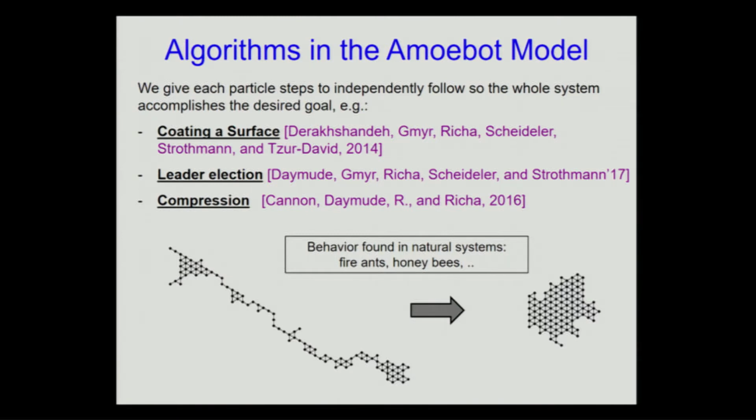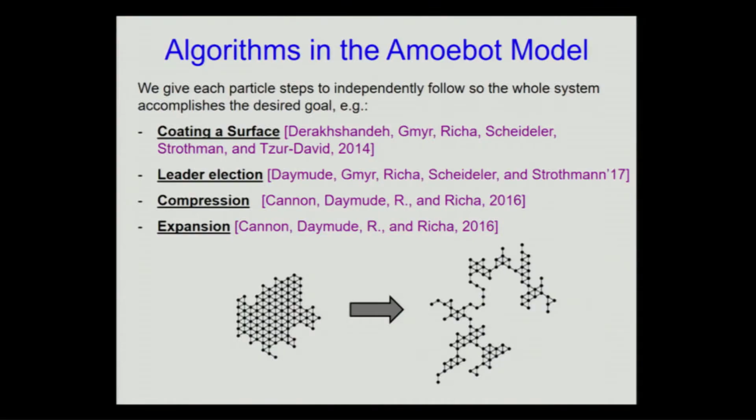So you have to figure out what the right definition is. You see this behavior in nature. How do honeybees and ants do this? And the converse problem is expansion. So how do you get a collection to expand?